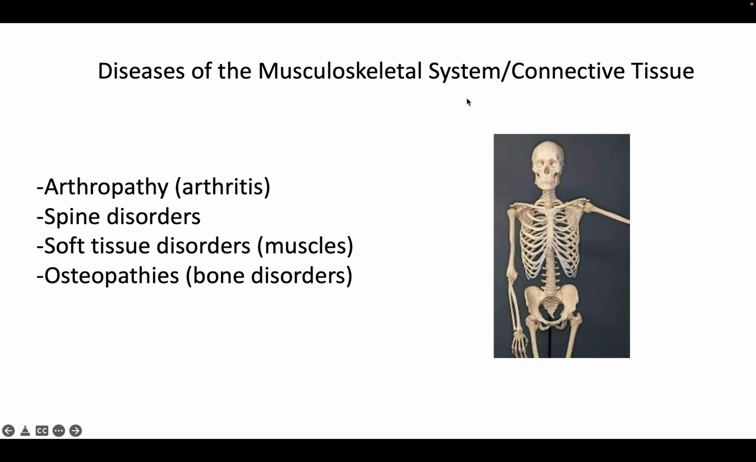Diseases of the musculoskeletal system. It's classic to group muscles and skeleton, even though there are so many distinct diseases that only affect the bones or only affect the muscles. It's just that they rely on each other so much that they're grouped in as one system. So basically, arthropathy, or just the various diseases of the joints, like arthritis, spine disorders. So not spinal cord disorders like we were talking about before, but disorders of the actual spine. Disorders of the soft tissue. So pretty much that encompasses all muscle disorders and all osteopathies, which is just all bone disorders.